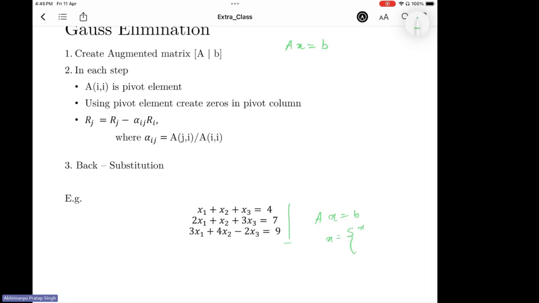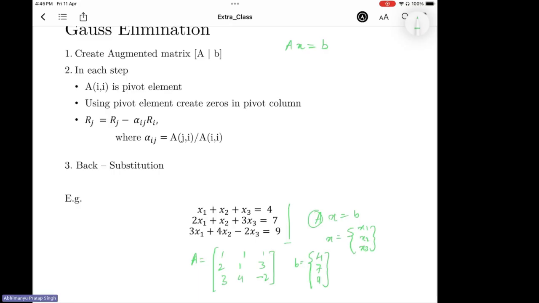That would be x1, x2, and x3. Then the A matrix is the matrix of the constant coefficients, which in this case would be 1, 1, 1, 2, 1, 3, 3, 4, -2. Similarly, we have the vector b, which is the right side of this equation: 4, 7, 9.